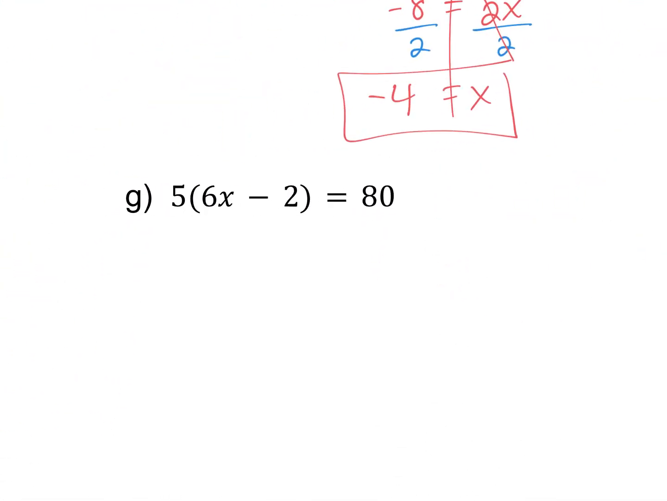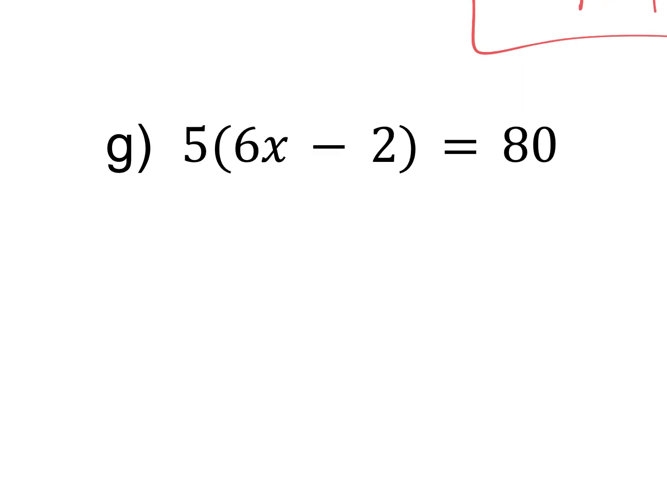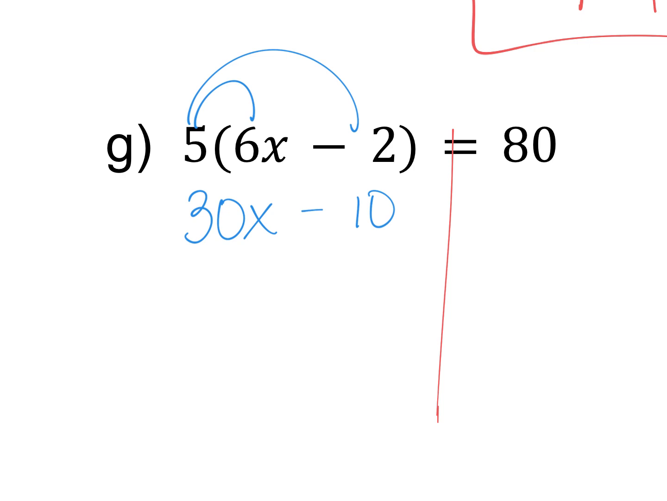All right, here's another one, just like that last one. So we're going to have to distribute. So 5 times 6x would be 30x. 5 times -2 would be -10. Oh, I forgot to draw my line straight down. And then equals 80. Just drop that down.